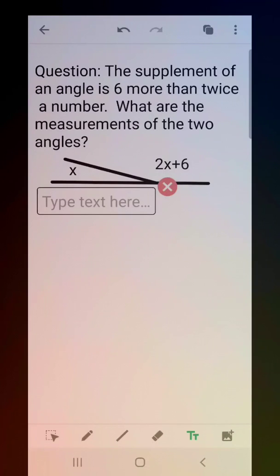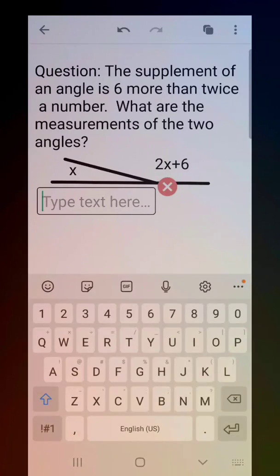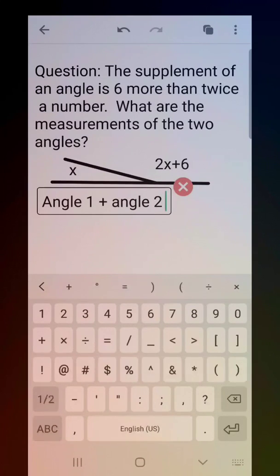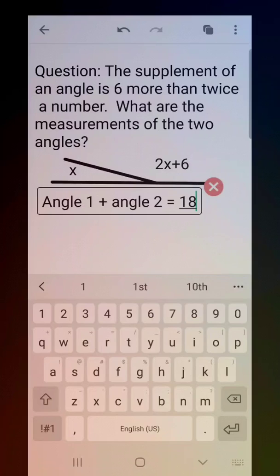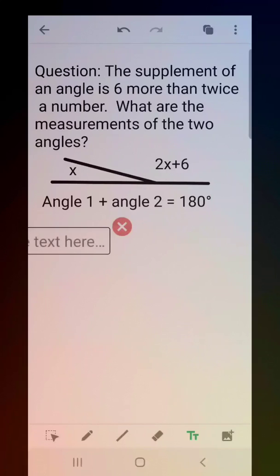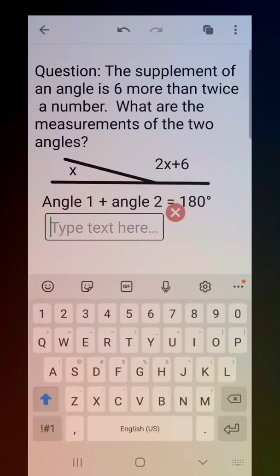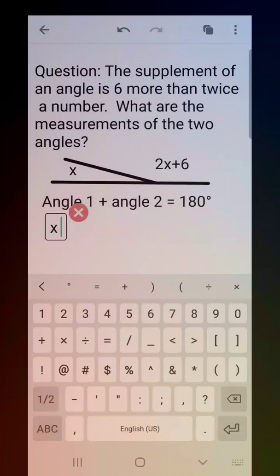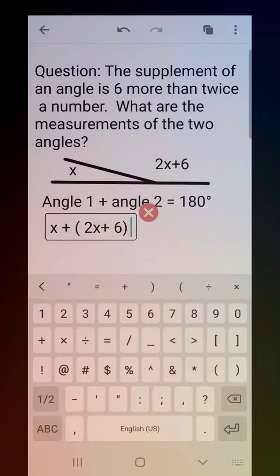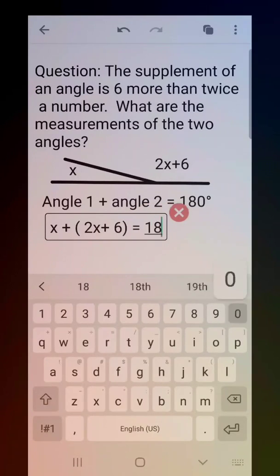To figure out what each angle is, I need to add angle 1 to angle 2. And all of that's going to be set equal to 180 degrees, because that is a supplementary angle. So angle 1, let's put in what we have established for angle 1, which is x, and let's put in what we have for angle 2, which is 2x plus 6. And all of that's still going to be equal to 180 degrees.